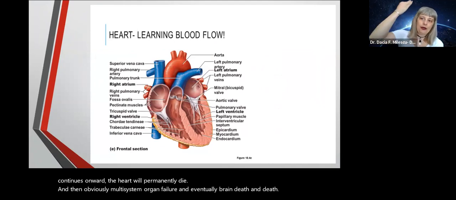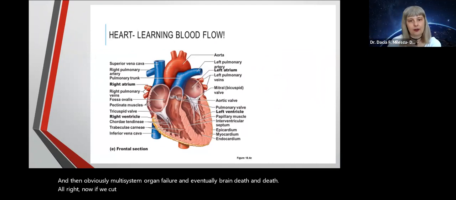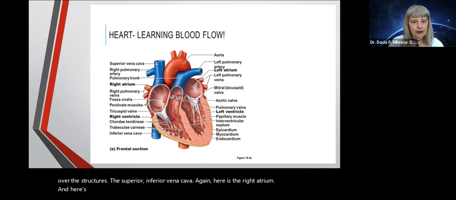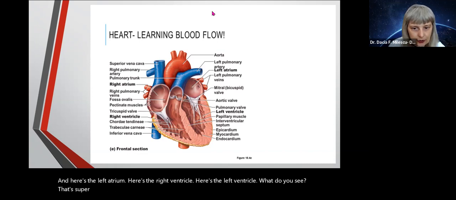All right, now if we do a sagittal cut of the heart, this is what we see on the inside. So let's go over the structures. The superior and inferior vena cava again. Here's the right atrium, and here's the left atrium. Here's the right ventricle, here's the left ventricle. What do you see that's super important to note? I'm going to show it to you.